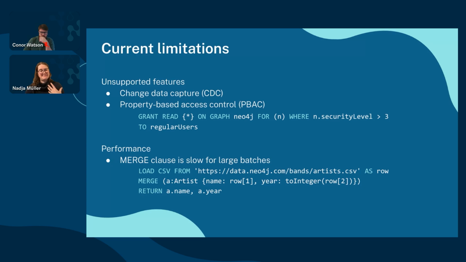If you're interested in the performance of property sharding, there are a couple of exceptions that we listed in the documentation, and they also list how you can work around those problems right now. One of these examples is the merge clause, which is slow for large batches. An example below: if you have a big CSV file and you want to merge this into your database, it might be slow.